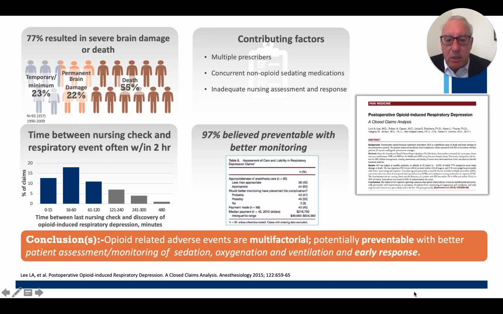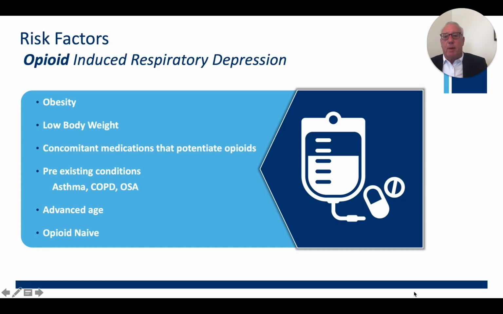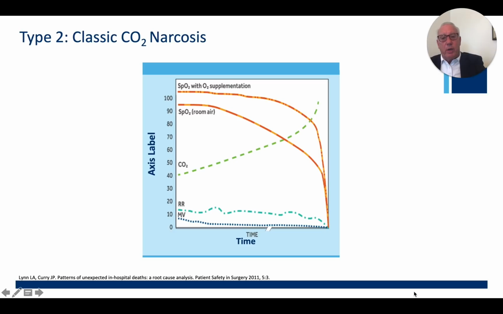So in conclusion, they said opioid-related adverse events are multifactorial, potentially preventable with better patient assessment, monitoring of sedation, oxygenation, and ventilation, and early response. And as we've learned in our own practices, early response is typically done through vigilance and monitoring. The risk factors, when we think about prevention: the obese patient, but the patient with low body weight is also at risk. Concomitant medications that potentiate the opioids. Pre-existing conditions, advanced age, as we talked about earlier, and the opioid naive.